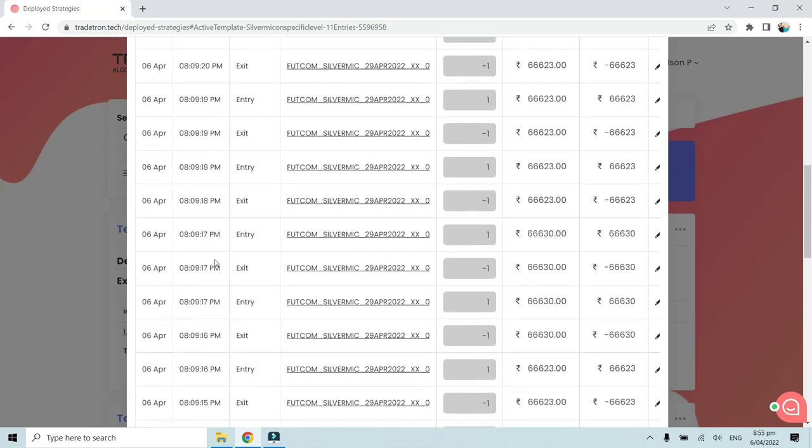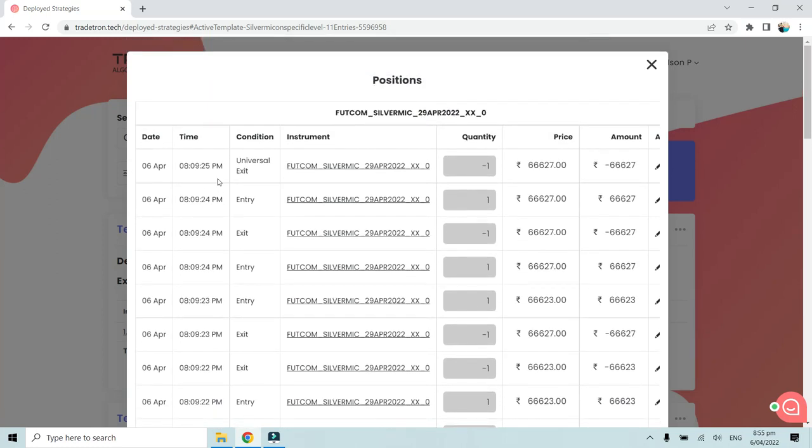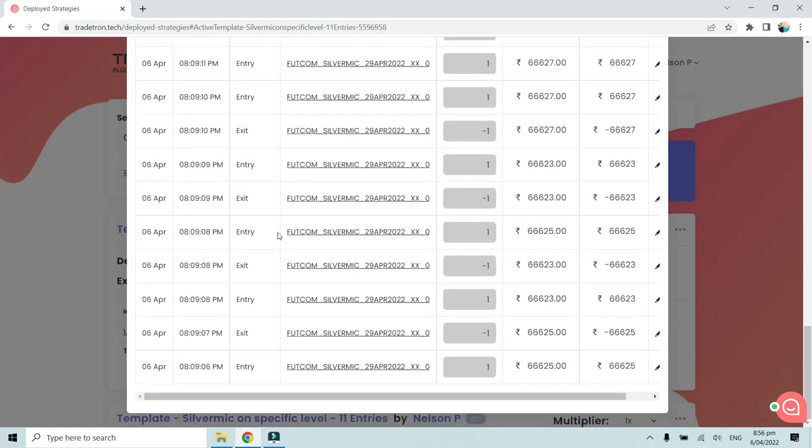As you can see, within 1 minute itself it has taken so many trades. And at 8:09 I forcefully exited the strategy. That's why it's showing as universal exit. So we will see why these trades are happening. First of all, how to analyze where the issue is.